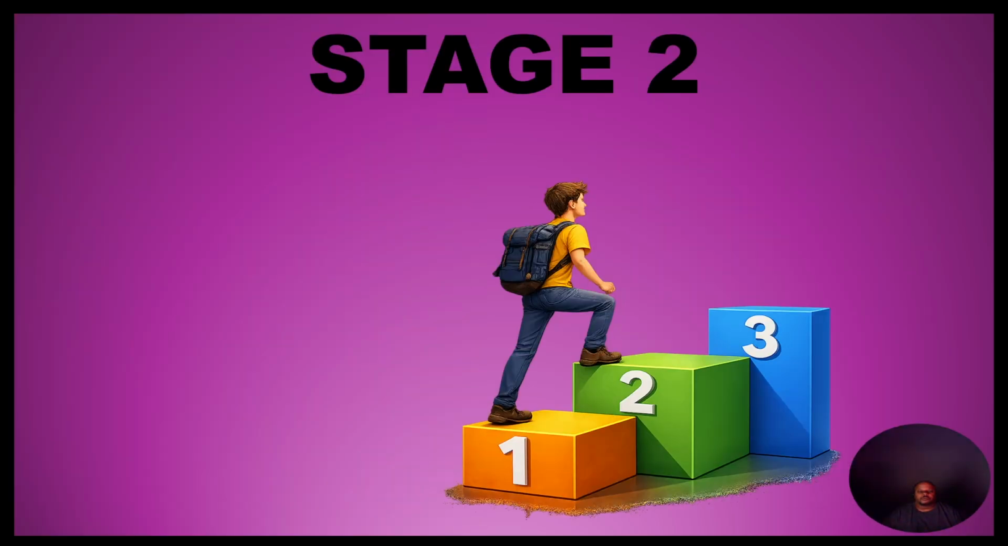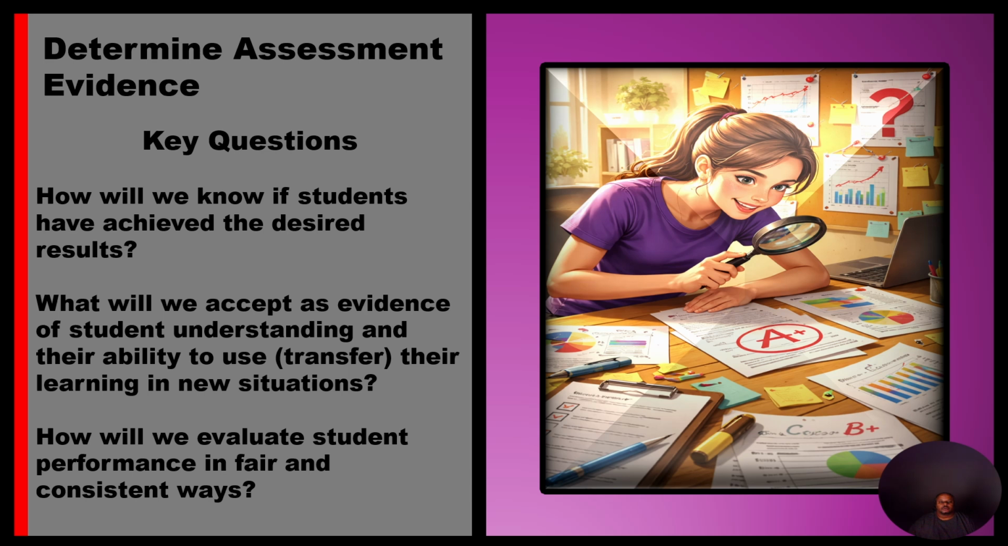Stage two, determine assessment evidence. Stage two has three key questions. The first is, how will we know if students have achieved the desired results? The second question is, what will we accept as evidence of student understanding and their ability to use and/or transfer their learning in new situations? And then finally, how will we evaluate student performance in fair and consistent ways?